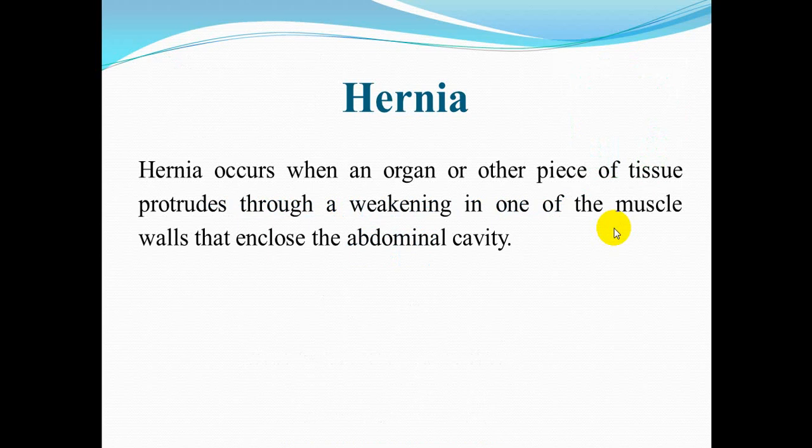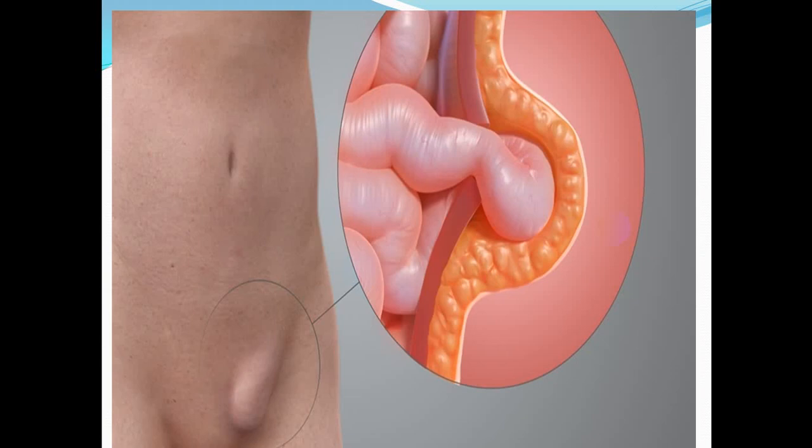Hernia occurs when an organ or other piece of tissue protrudes through a weakening in one of the muscle walls that enclose the abdominal cavity. This picture shows the hernia. هاي الصورة تبين لنا انه الخلل وين يصير، هو يصير weakness بالabdominal wall، وبالتالي جزء من الانتستين راح يظهر، اي راح يصير tearing بالabdominal wall، وبالتالي راح يظهر جزء من الانتستين.